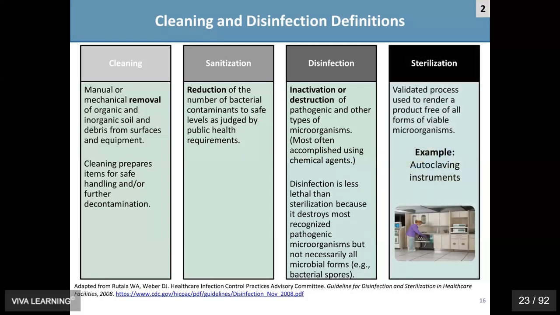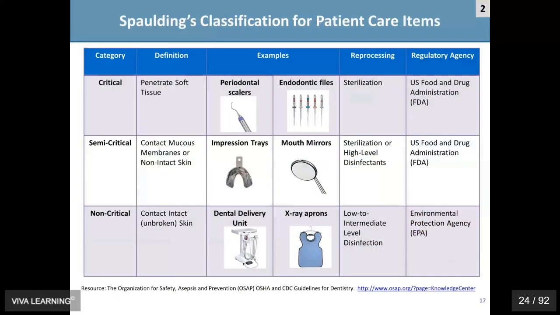In sterilization, that's where we're talking about killing all life forms. A good review here, Spaulding's classification. Critical items, these penetrate soft tissue. Good examples of that would, of course, be endodontic files, scalers, surgical instruments, anything that penetrates soft tissue or bone. And what you need to plan on doing there is sterilization. That's the only accepted technique, sterilization.